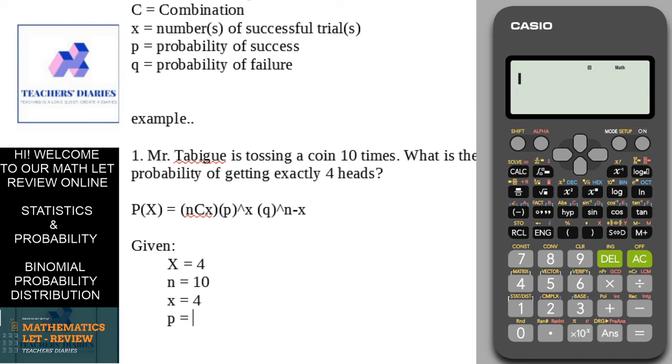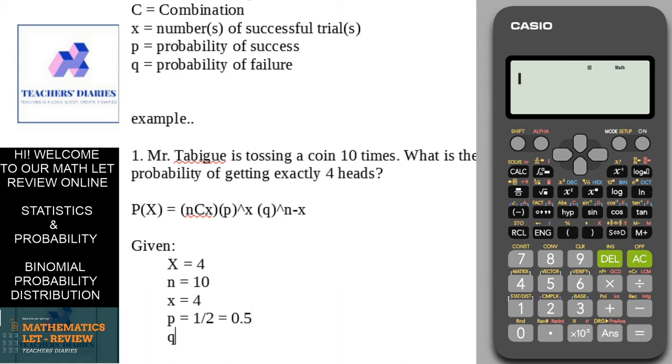So probability of success. Since what we're doing is tossing a coin, we're going to look for heads. Every toss or every trial, we have 1/2 probability of getting head. So therefore, our probability of success here is 1/2, or 0.5. That would be our probability of success, 0.5 or 1/2.